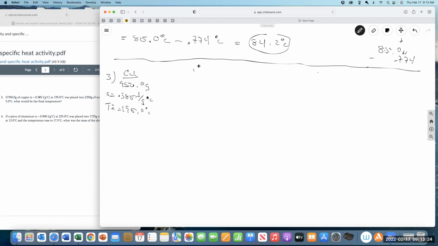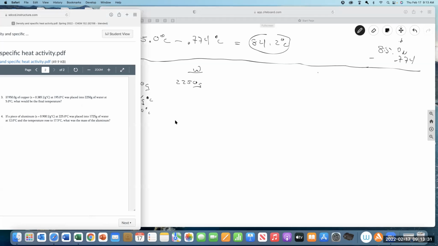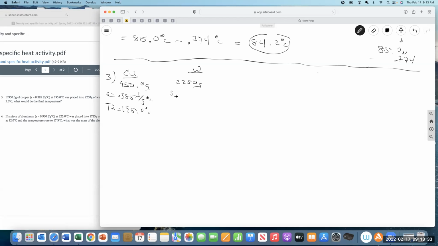Okay, we have water. I'm going to use W for water. We have 2250 grams. S for water is 4.184. And TI of the water is 5. Sorry for the handwriting. TF equals question mark. I'm going to move you guys up here now. Okay, so this is like a couple that we've done.